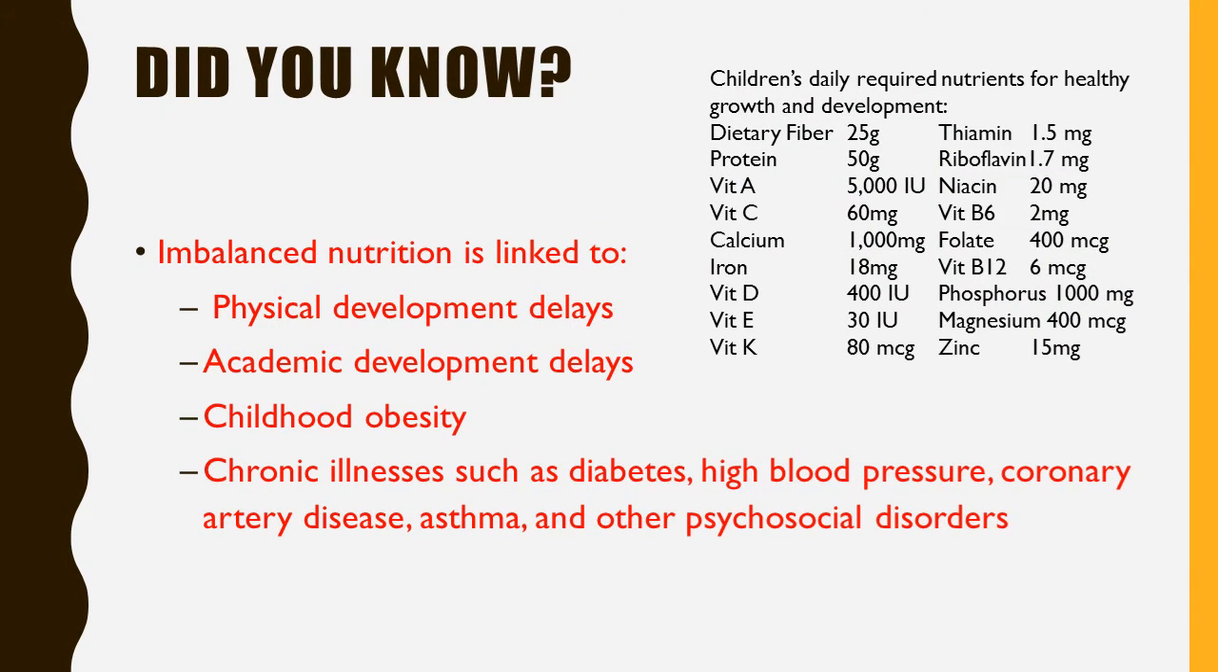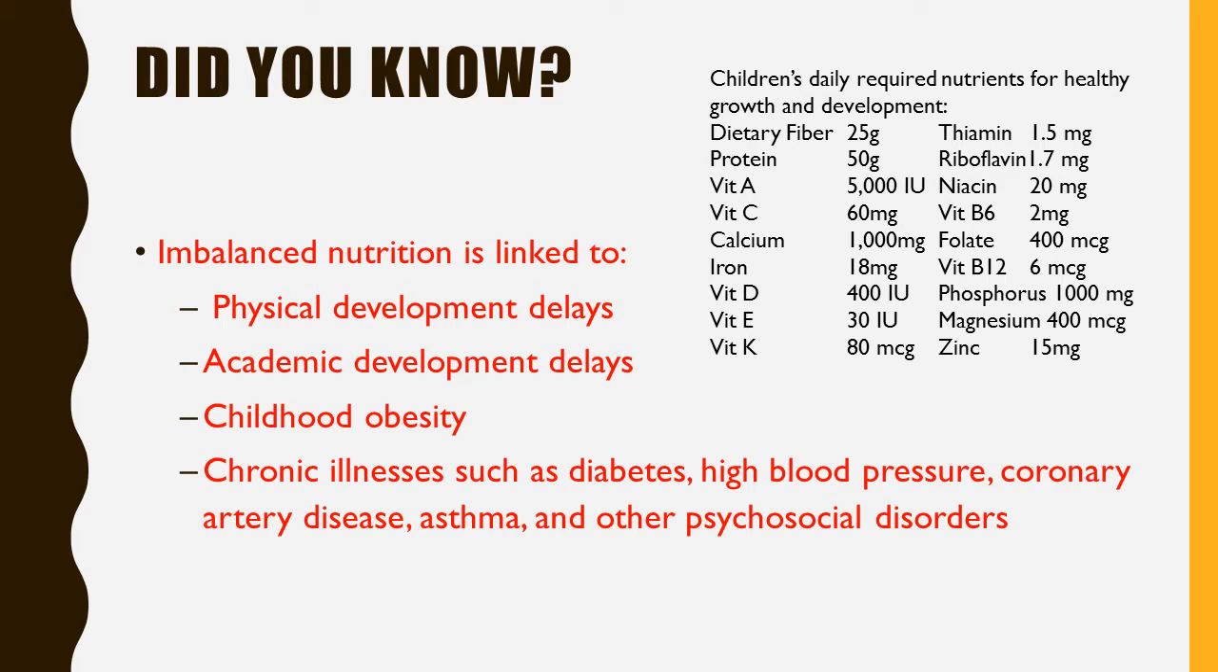It is well known that imbalanced nutrition, both not eating enough or eating too much, is linked to many health problems. Physical developmental delays, such as lower birth weights and lower childhood growth rates, are often a result of imbalanced nutrition. Academic development delays can also be from imbalanced nutrition, as the brain is not getting the right kind of nutrition or not enough of the right kind of nutrition.